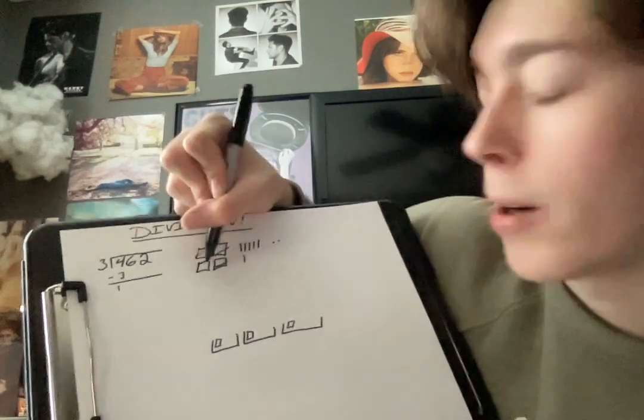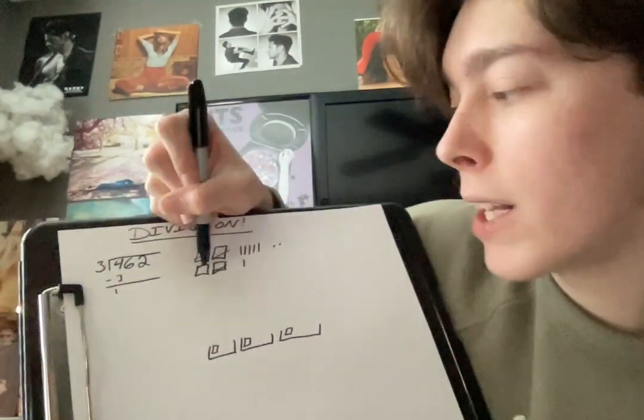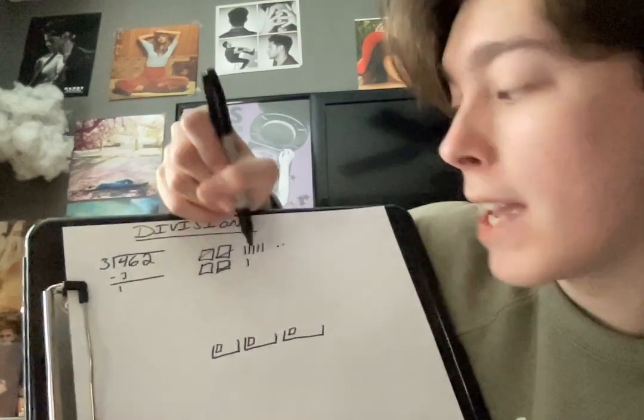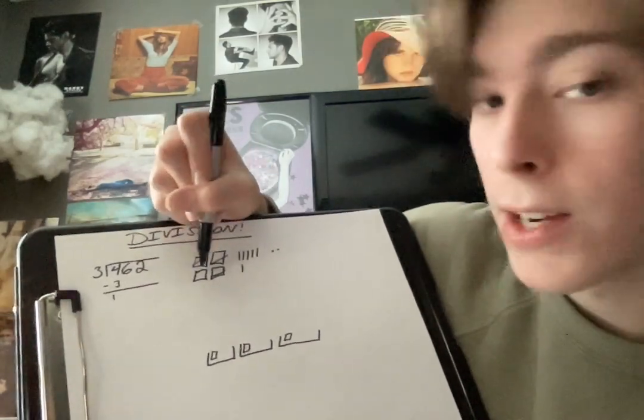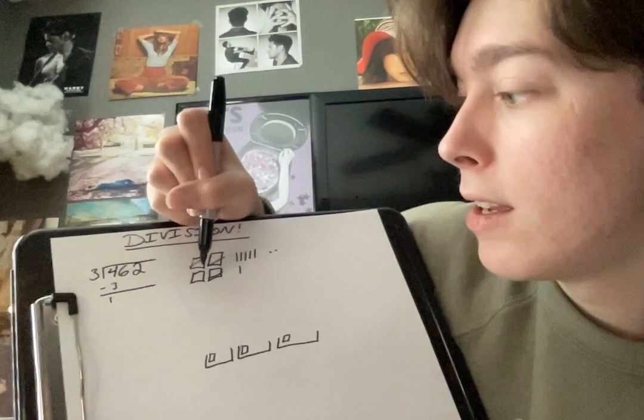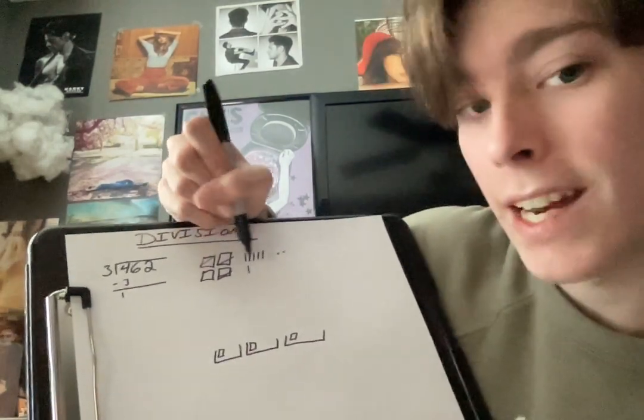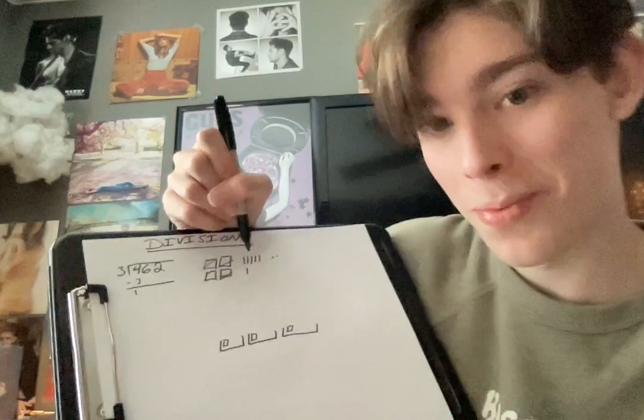Next, we're going to use this 100, and we're going to make it into tens. If we're using this 100 and making it into tens, there are 10 tens in 100. So we're going to add 10 of our tens to the tens that we already have, which will give us 16 tens, which is a lot.